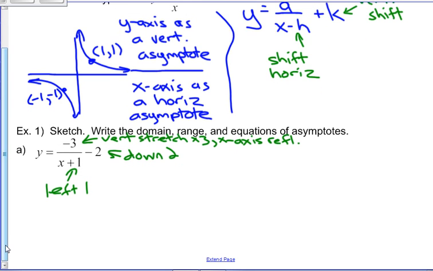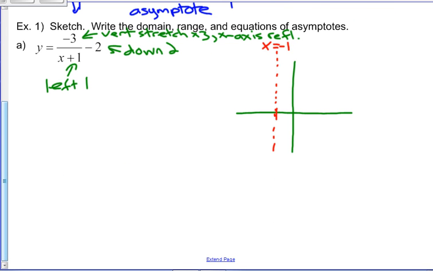If I want to make this graph, the most important things are the asymptotes. So we've moved left 1. That's going to move our vertical asymptote left 1. Instead of being at x = 0, it now has an equation of x = -1. For my horizontal asymptote, that's been moved down 2 units, so now it's going to be at y = -2. And I always show my asymptotes as dotted lines.